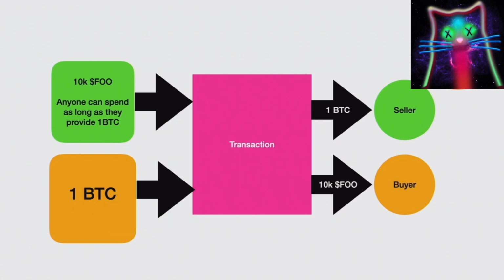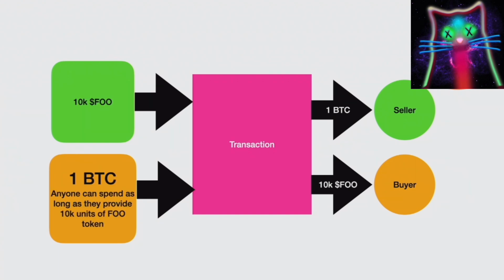1 Bitcoin ends up going to the seller, and 10,000 units of the foo token go to the buyer. And this is the way that we can list ordinals for sale. We can do batches of runes for sale. The problem is we can't do this the other way.